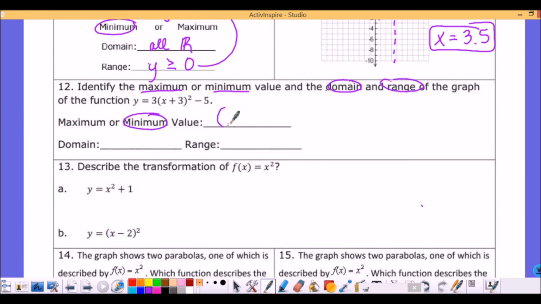So that's the vertex, and now I'm ready to find the domain. Remember, the domain is all real numbers, and the range is the y value. So this is y is greater than or equal to -5. And that's where it meets.